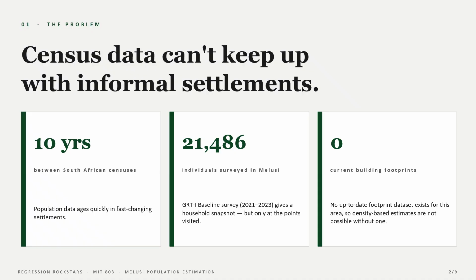South Africa runs a national census every 10 years, but for a place like Melusi, that's a long period to wait for. So we've been quite fortunate enough that there is a data set that was collected where a household survey was carried out of over 21,000 individuals. And for planning purposes, we need up-to-date building footprint data, which doesn't exist for this area, which is on a rapid growth trajectory. So how did we go about solving this problem?